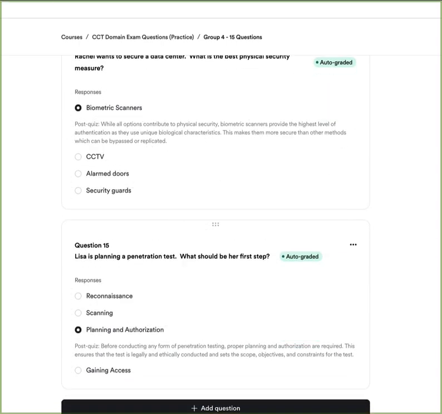Question 15. Lisa is planning a penetration test. What should be her first step? A, reconnaissance. B, scanning. C, planning and authorization. Or D, gaining access. So Lisa's planning a penetration test. What should be her first step? We talked about reconnaissance, scanning, planning and authorization, or gaining access. And the answer is C, planning and authorization.